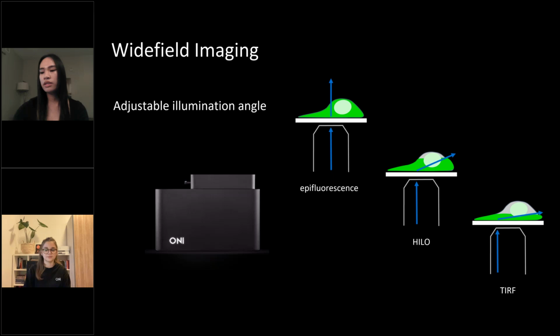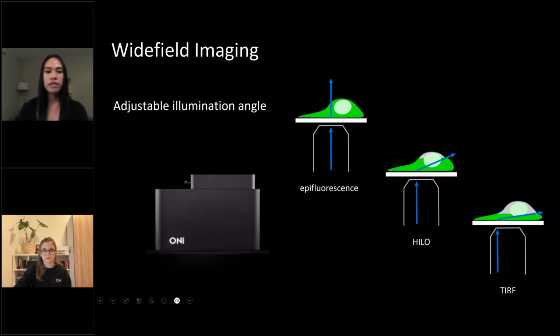So here on this next slide, I have wide field imaging, which I'm sure many of you are also very familiar with. Wide field imaging has a broad field of view and is compatible with a lot of different tissue samples, as well as some live cell imaging. It has an adjustable illumination angle so that you can get a better signal to noise ratio as you're imaging with this technique. The three that I have listed here are epifluorescence, HILO, and TIRF.